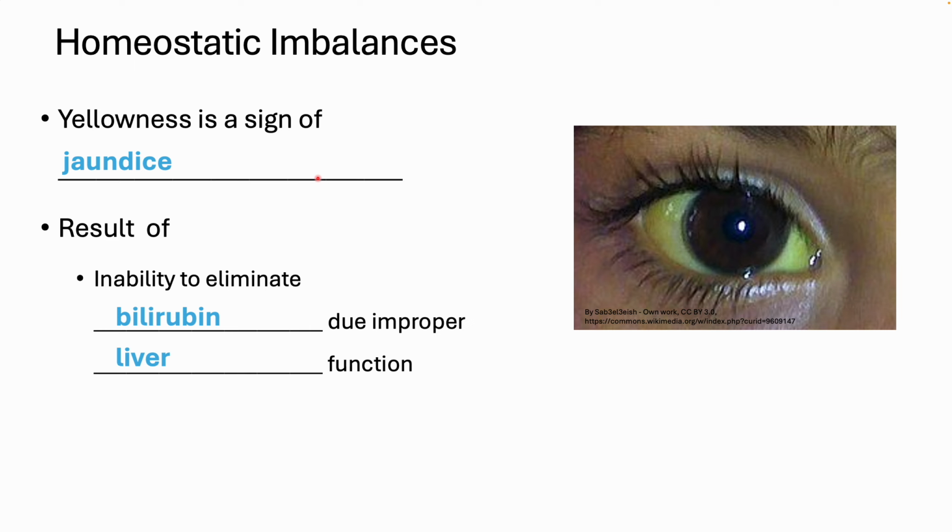You can also get sort of a yellowish color when you eat large amounts of yellow or orange vegetables like carrots. Excessive carrot consumption, like much more than a typical person would eat, can result in orange or yellowish skin.